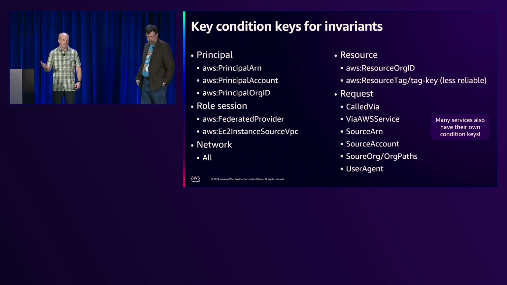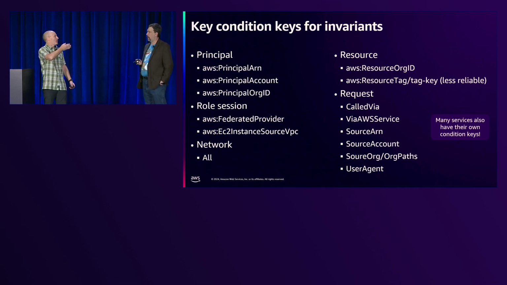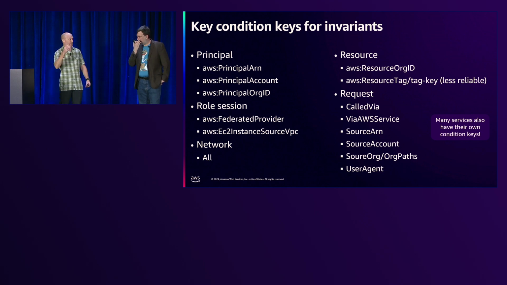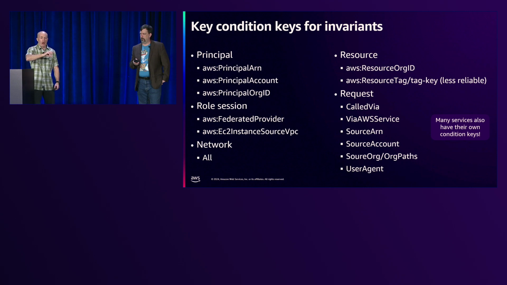I'm not going to read through all of these obviously, but the big ones are like principal org ID. Did this come from a user or a role from within my organization? Is that resource in my organization, a resource org ID? Was the request called via another service? There's forward access sessions, which is the term for this. I did know about it before we went to yesterday's talk, but if you go see Dan Peebles and Matt Luttrell's talk on identity management, and I think they're doing it again, there are times where you're having an Amazon service do something to another Amazon service on your behalf.